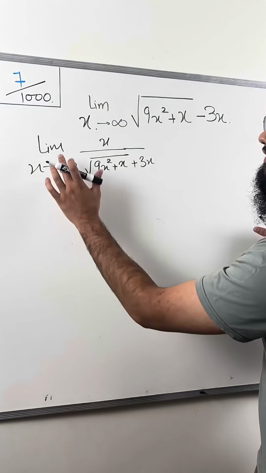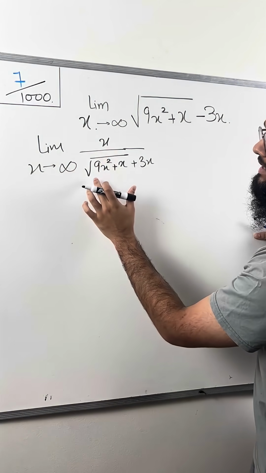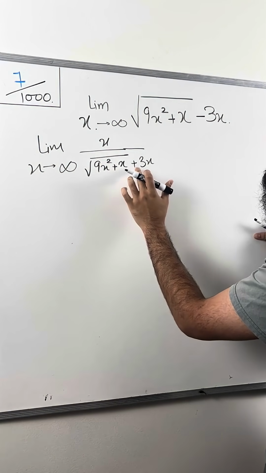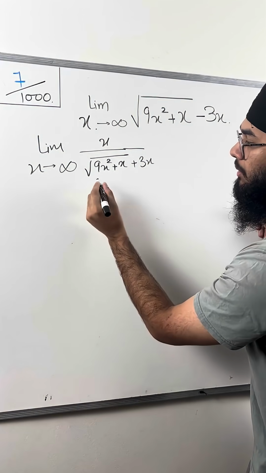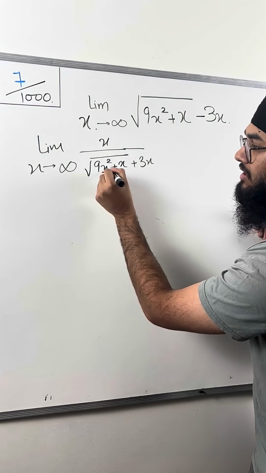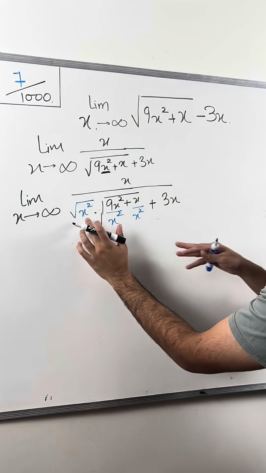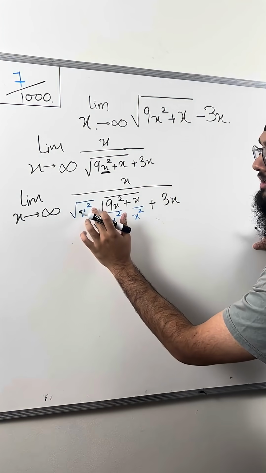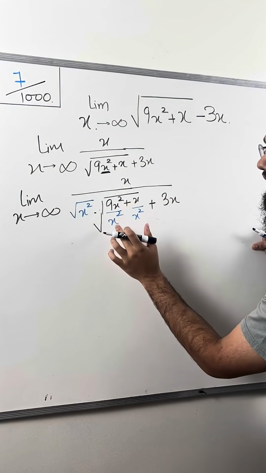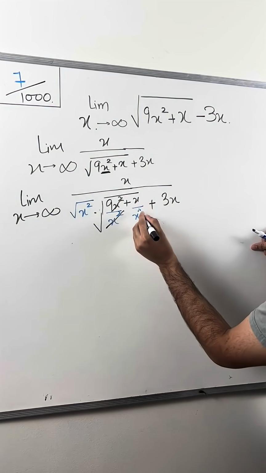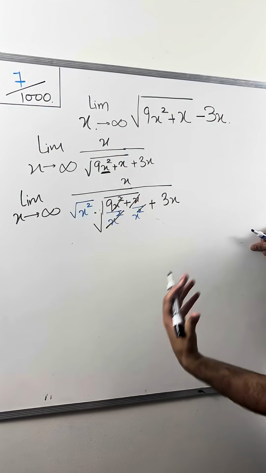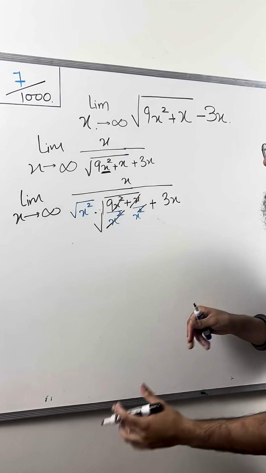Now we have the limit as x approaches infinity of x divided by square root of 9x squared plus x plus 3x. Now let's try to factor our denominator. From our first term, let's factor out the x squared. If we factor out the x squared, our denominator becomes square root of x squared times square root of 9x squared divided by x squared. So x squared and x squared cancel out, plus x over x squared. So x and 1x cancel out, plus 3x.